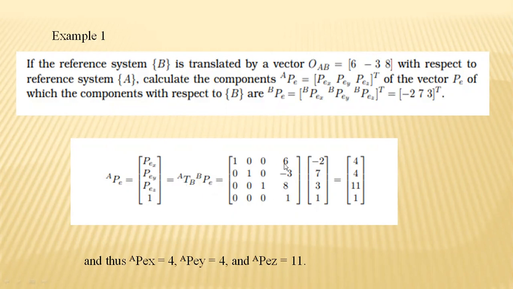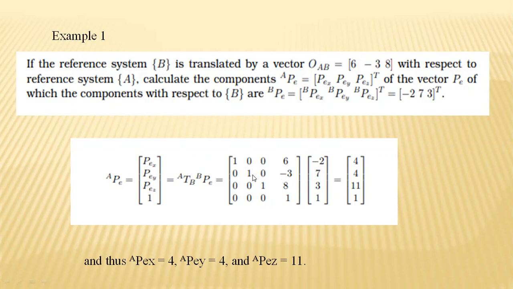So this is the translation to be commenced regarding XYZ, and this is the reference frame. The reference frame values have been given, so you substitute here, and upon multiplication you will have this value. See, have a look. 1 into -2 plus 6 into 1, 0 into 7 is 0, 0 into 3 is 0, plus 6 into 1 is 6. So -2 plus 6, that is 4 here.